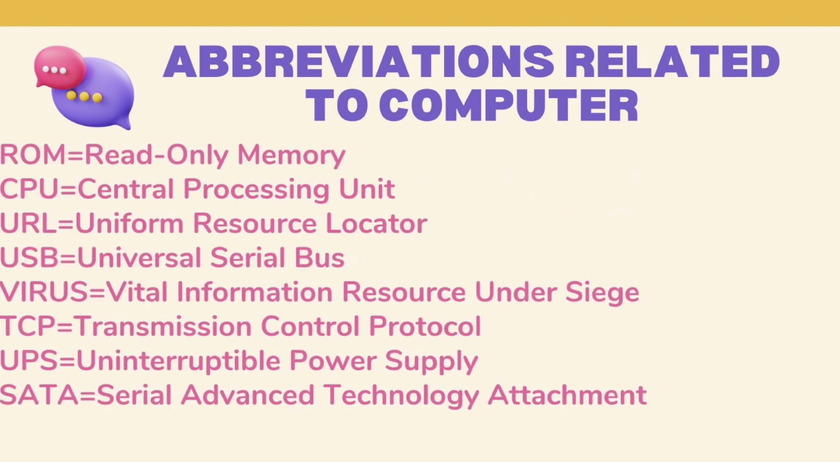Abbreviation, full form. Computer: common operating machine purposely used for technological and educational research. ROM: read-only memory. CPU: central processing unit. URL: uniform resource locator. USB: universal serial bus. Virus: vital information resource under siege. TCP: transmission control protocol. UPS: uninterruptible power supply. SATA: serial advanced technology attachment.